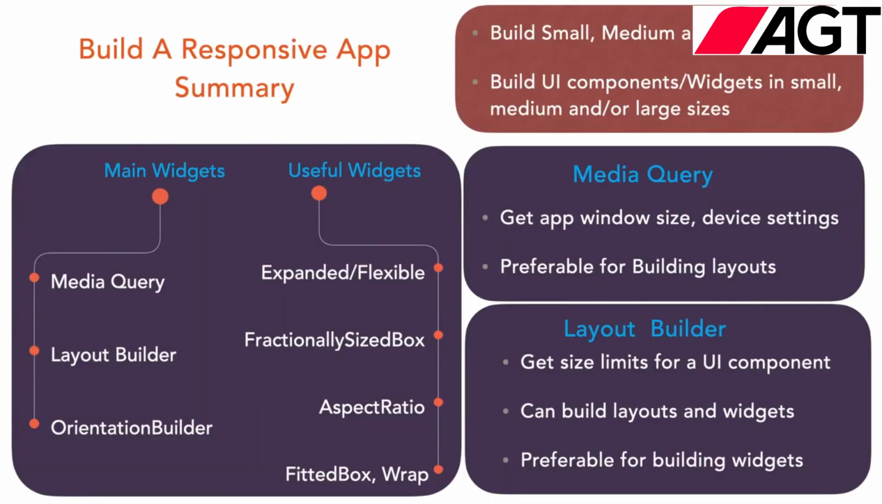So to summarize what we have done so far, we have built three layouts: small layout, medium layout, and large layout for the home page of our Places app. And we used the MediaQuery widget to query the current app window size and decide whether to build a small layout or a medium layout or a large layout. And then we used LayoutBuilder to build our UI component in a small size and a large size, depending on what's the current box constraint that LayoutBuilder has passed to us.